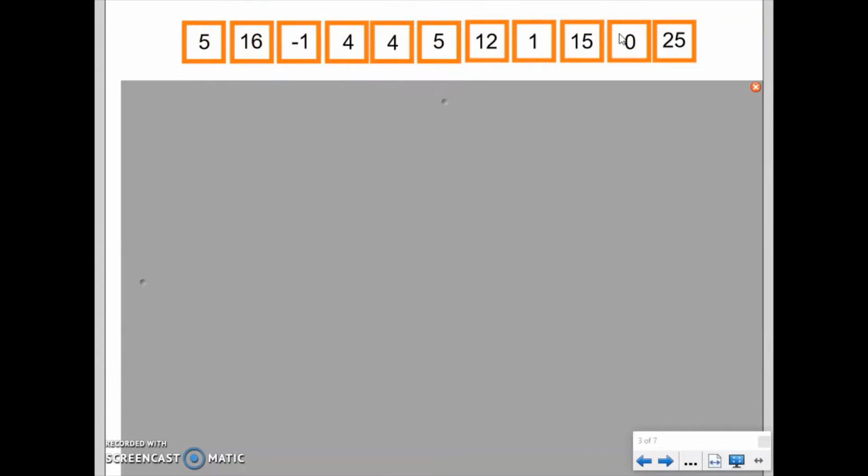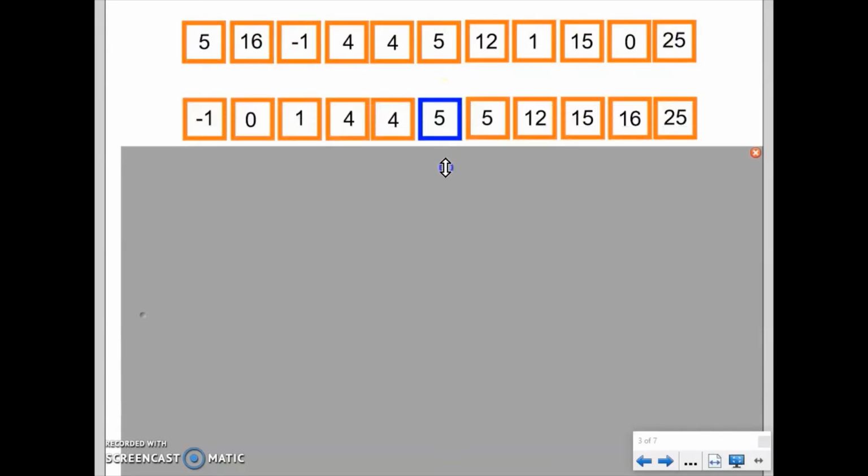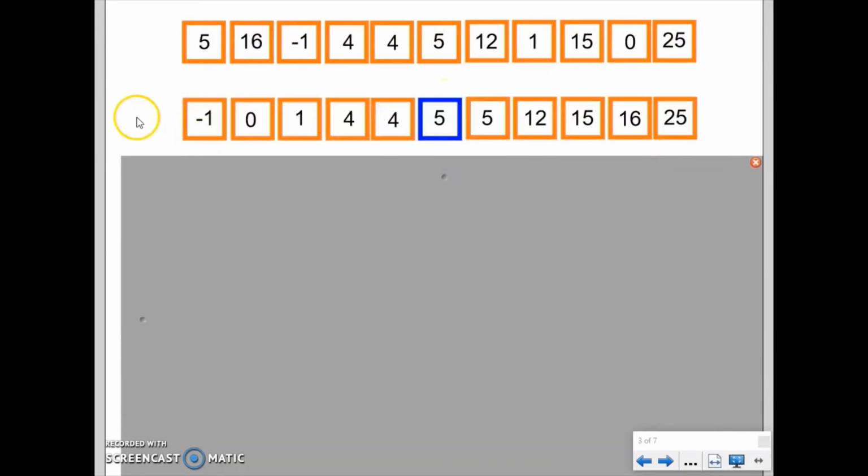First thing I'm going to do is find the median. So I'm going to place the data set in ascending order from smallest to biggest, and then I'm going to find the middle value, the median. So now I've rewritten my data in order from smallest to biggest, and I found the middle value. So my median, Q2, from this data set is 5.